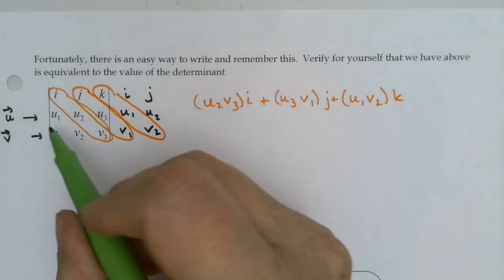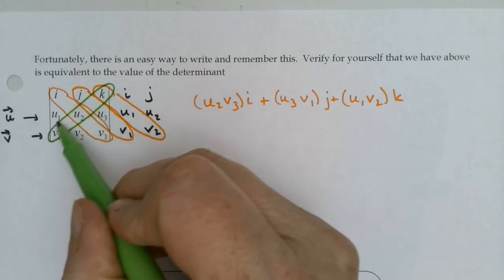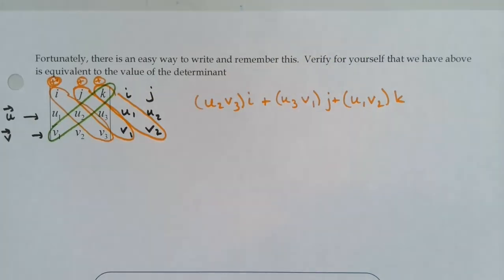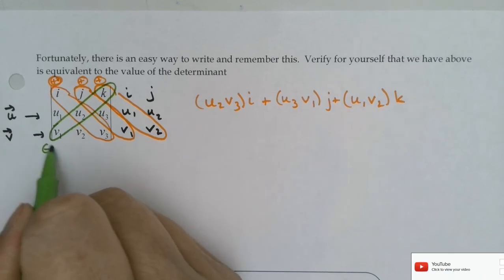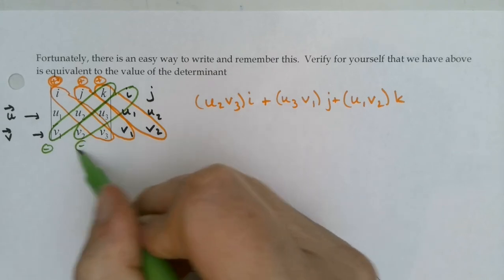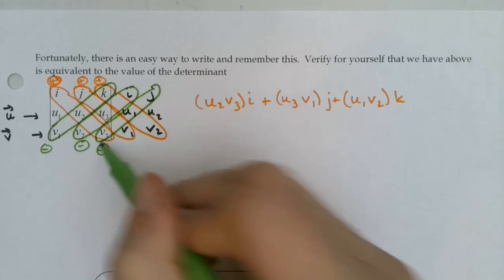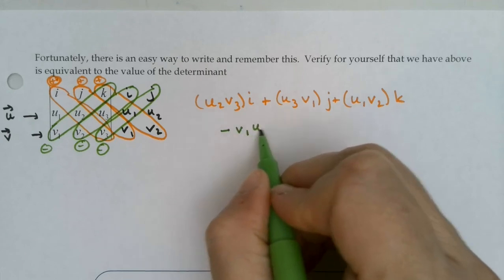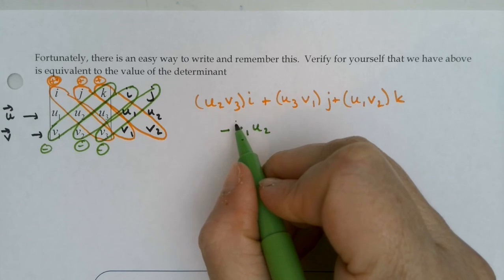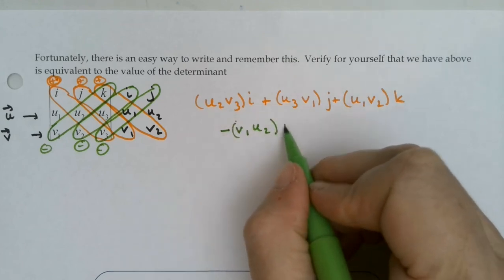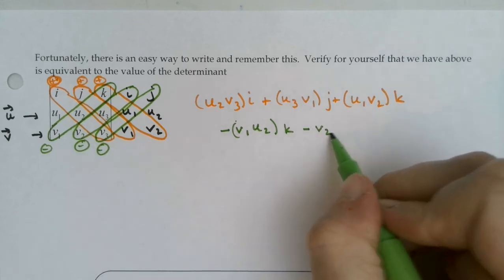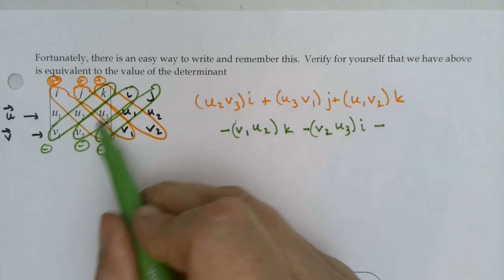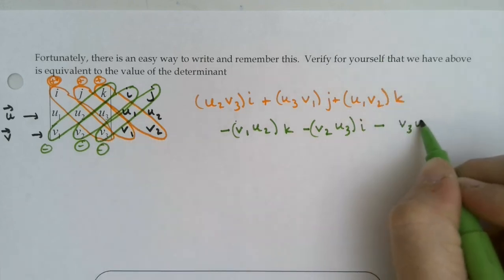So then you go from the diagonal down, and then these ones will all be negative. So the orange ones will all be positive, because they start at the top. Positive, positive, positive. These ones will all be negative. So I'm going to go this way, and this way, and this way. There's 3 diagonals. So start with the first one, V1, U2. So minus, because they're negative, V1, U2 times K. And then minus V2, U3 times I, minus V3, U1 times J.